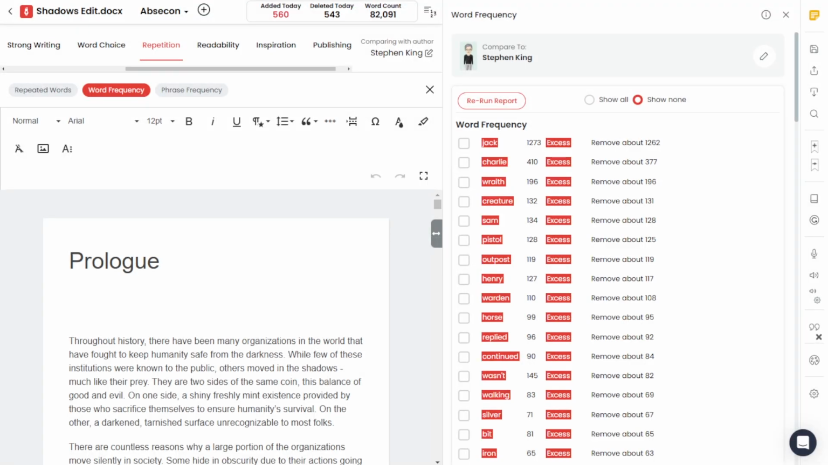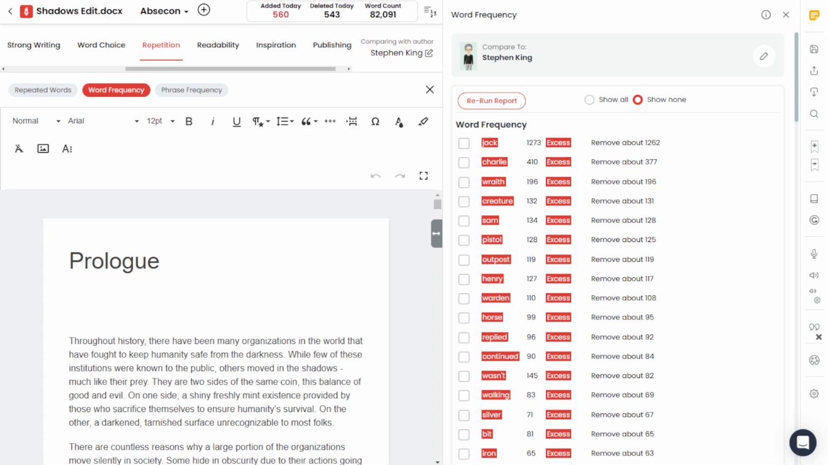So I'm not sure if AutoCrit is supposed to pick out names like that or what the word frequency report is supposed to do generally, but it might have a few instances where it kind of works. Like take the word walking here. It wants me to remove about 69 of them. Well, there's a lot of walking in the book. Is there a different way I can describe it?